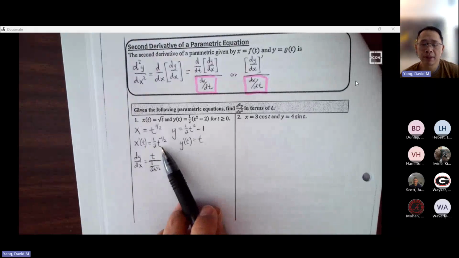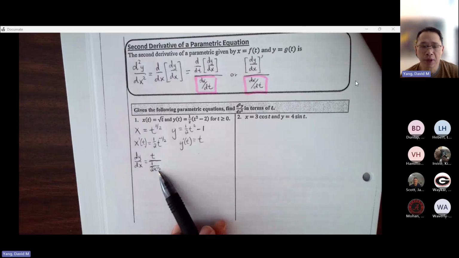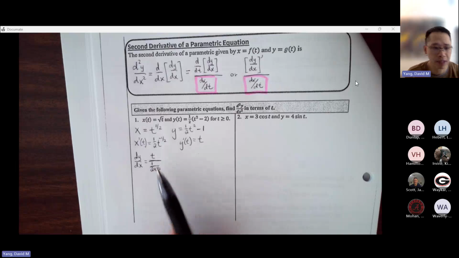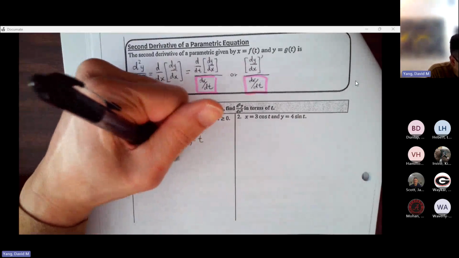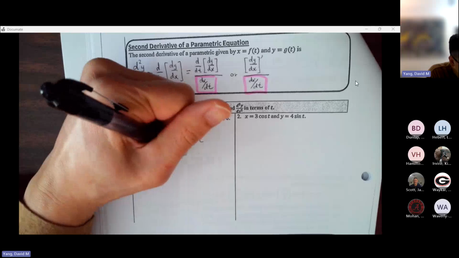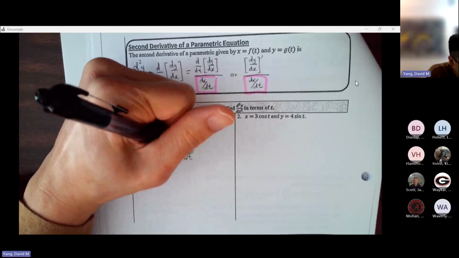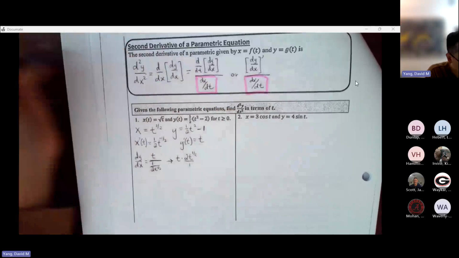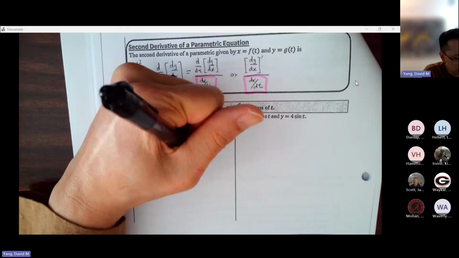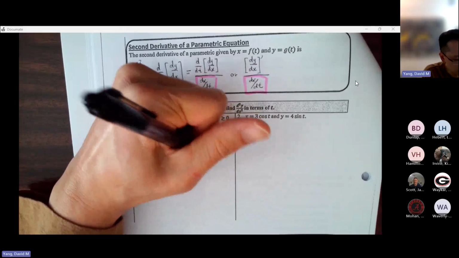So t over 1/2 t to the negative 1/2 is the same thing as t over 1 over 2t to the 1/2. I'm just writing in this form here. I'm going to clean this up though, because dividing by this fraction is the same thing as multiplying by the reciprocal of this fraction. So this is really the same thing as t times 2t to the 1/2 over 1, which turns into 2t to the 3/2.